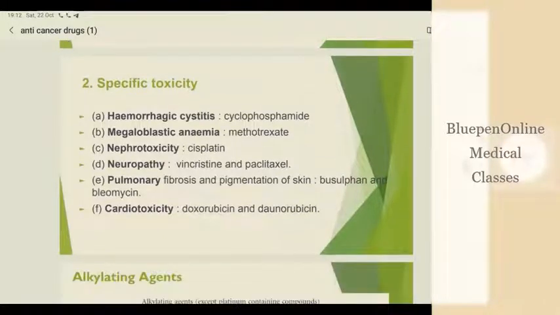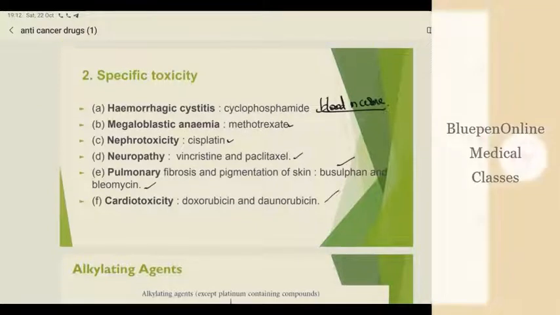This is for one single drug having one side effect. So hemorrhagic cystitis. Hemorrhagic cystitis means there will be bleeding from the urinary bladder and there is inflammation, so there will be blood in urine. Then megaloblastic anemia caused by methotrexate. Then nephrotoxicity is caused by cisplatin. Then neuropathy caused by vincristine and paclitaxel. Then pulmonary fibrosis and pigmentation of skin by busulfan and bleomycin. Then cardiotoxicity by doxorubicin and daunorubicin.